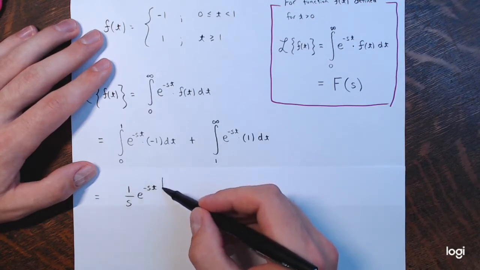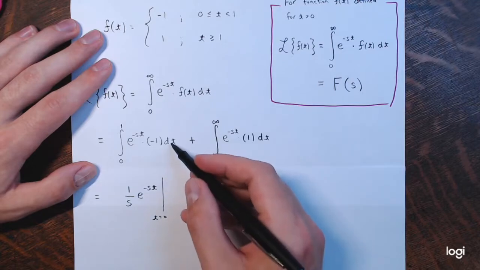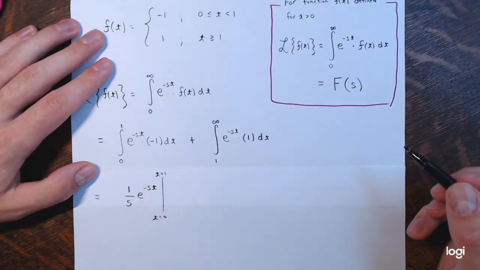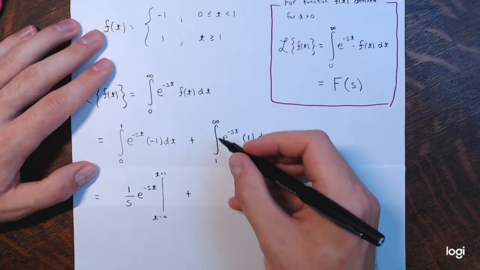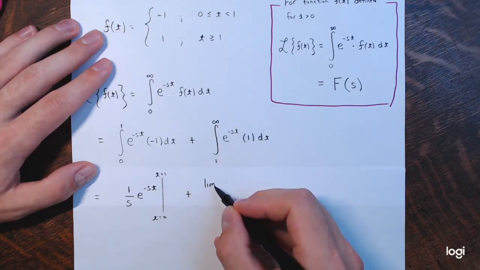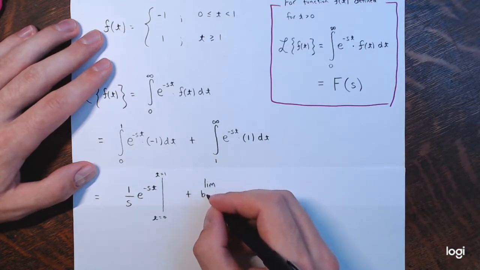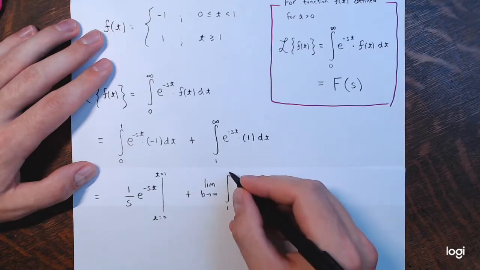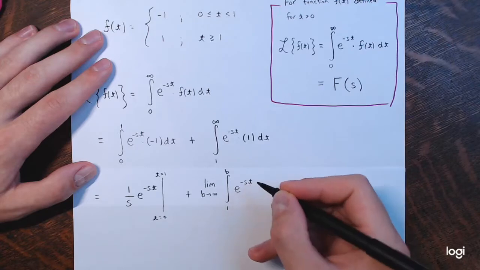And then this is evaluated from 0 to 1. Now that's from t equals 0. Remember, this is with respect to t. From t equals 0 to t equals 1. Okay, and then plus, and as I said earlier, we're going to think of this as a limit. Now I could use, I'll use the letter b here. The limit as b approaches infinity of the integral from 1 to b of e to the negative st dt.